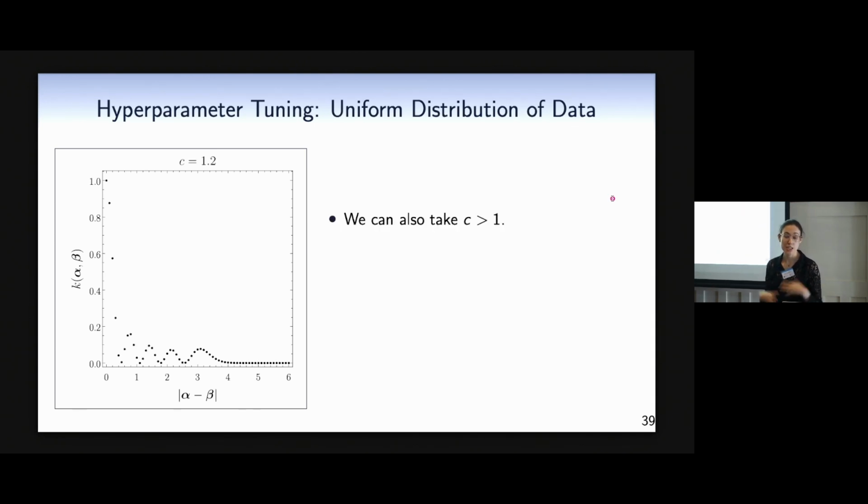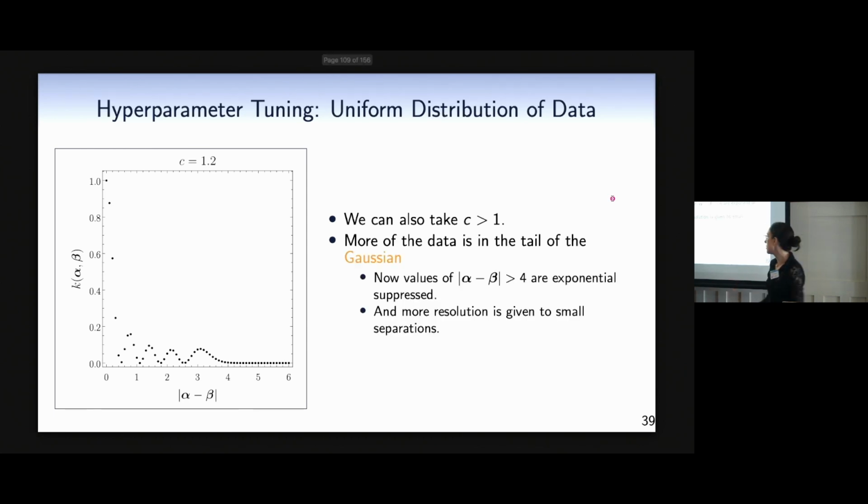And again, if you want to take C greater than 1, the stuff further in is suppressed. So now you're cutting off data. You're not going to see anything if the distance is greater than 4. But that's going to put more resolution in your small values, which we do show is going to be useful if your model is underfit.